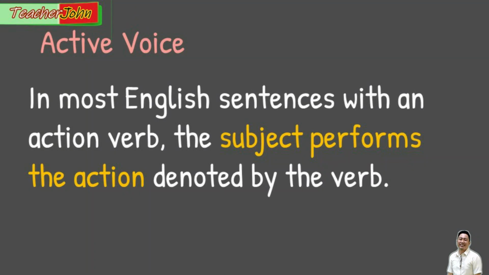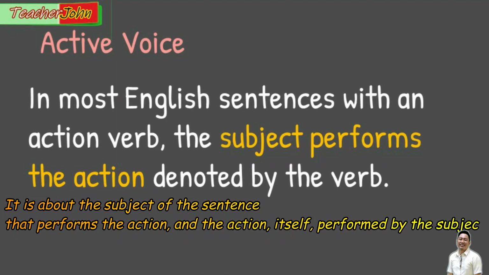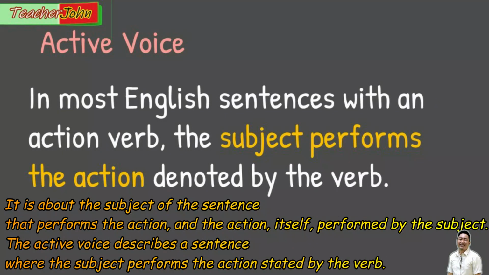Active voice. In most English sentences with an action verb, the subject performs the action denoted by the verb. It is about the subject of the sentence that performs the action, and the action itself performed by the subject. The active voice describes a sentence where the subject performs the action stated by the verb.